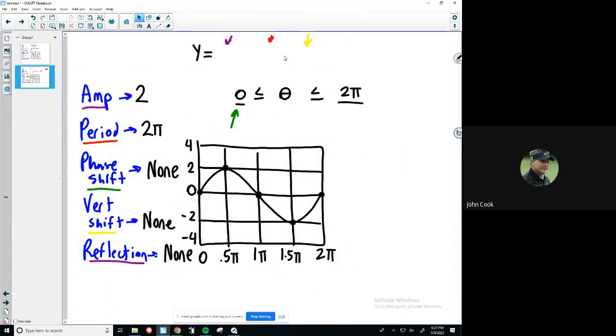Oops. Sine of 3 theta. All right, here we go. So once we have something in the parentheses, we change that theta there to 3 theta. And it was in degrees, so that's 0 to 360 for our period. All right, and let's see how that affects everything.